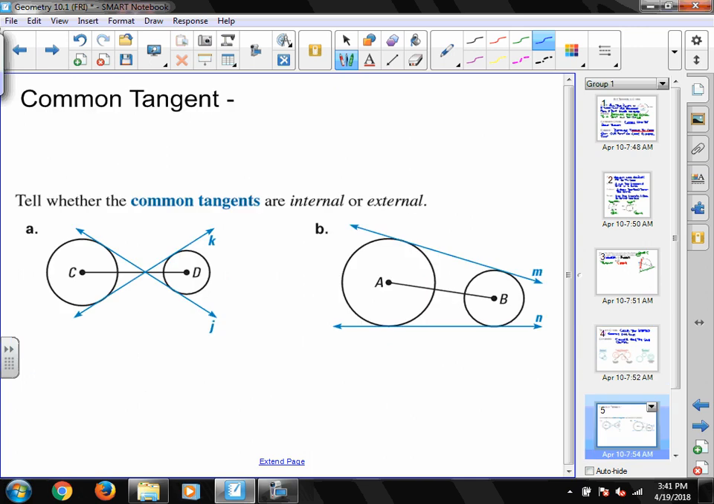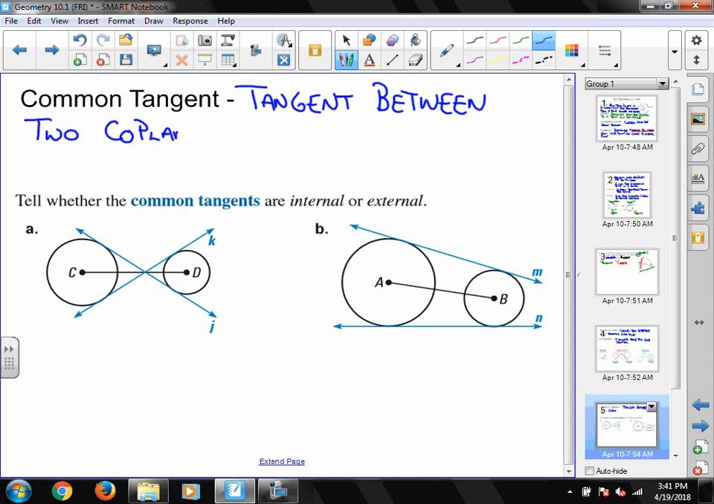Last thing we're going to define here is a common tangent. That is a tangent between two coplanar circles. Coplanar, remember, just means they're on the same plane. If you're going to put them on a graph, that would be the same graph.